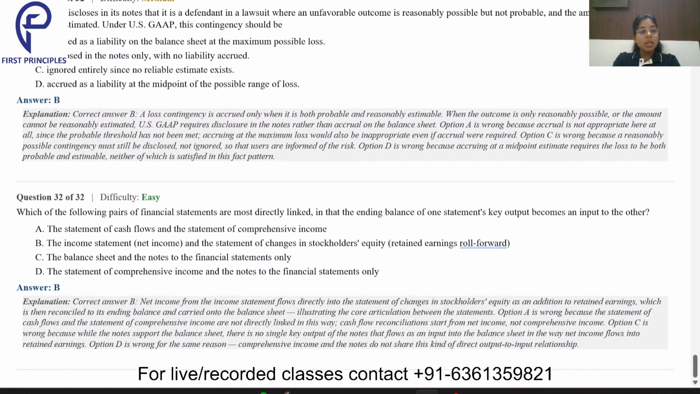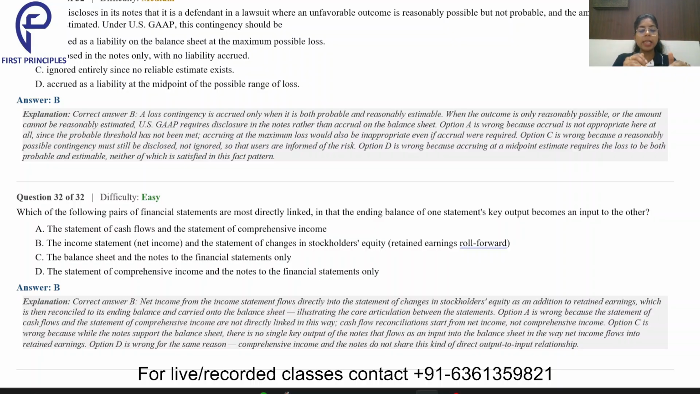Then the last question: which of the following pairs of financial statements are most directly linked, in that the ending balance of one statement's key output becomes an input to the other? So which two financial statements are such that an ending balance of one will be a component in the other? Let's have a look. The statement of cash flows and the statement of comprehensive income. Does anything from the statement of cash flows go to the statement of comprehensive income? No, not at all. Then the income statement, net income, and the statement of changes in stockholders' equity. So is this correct? Yes.